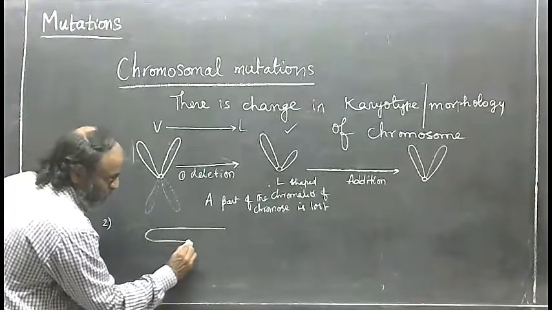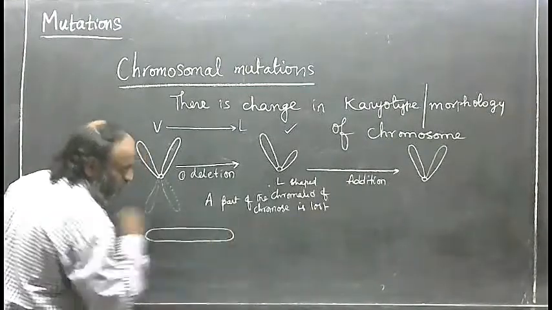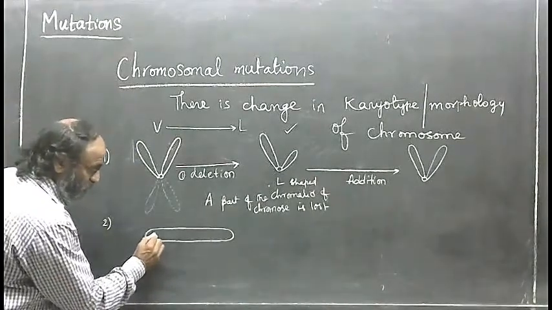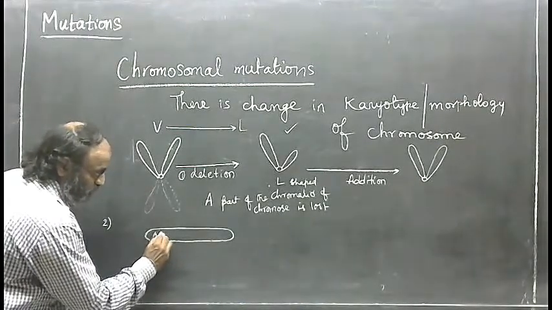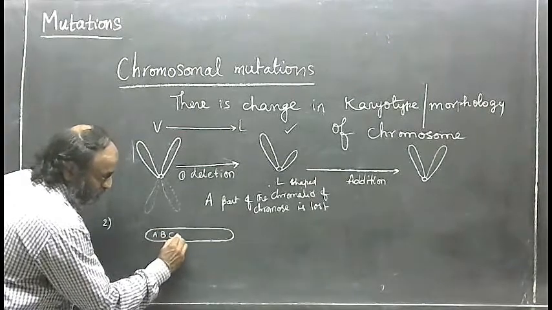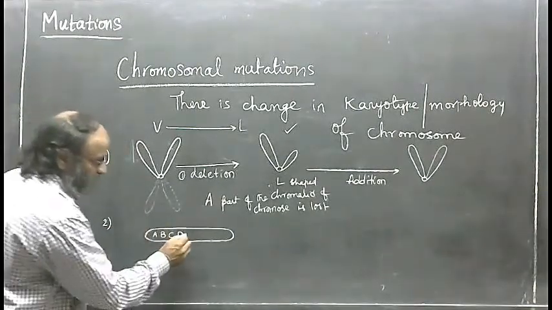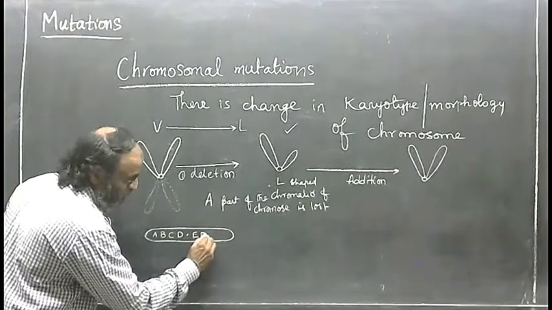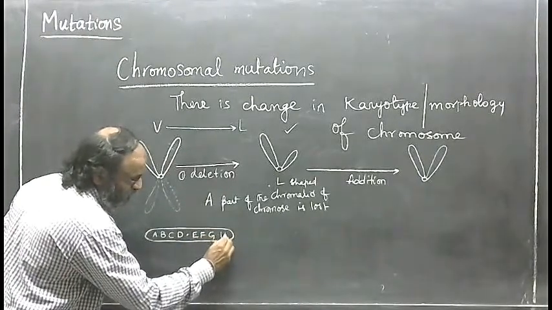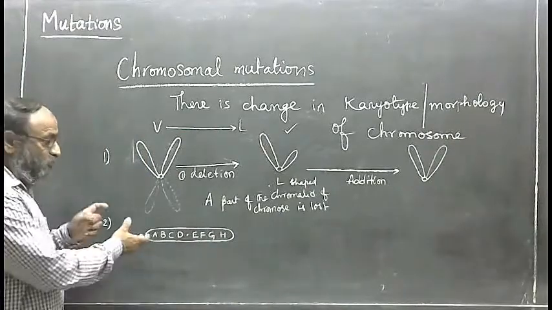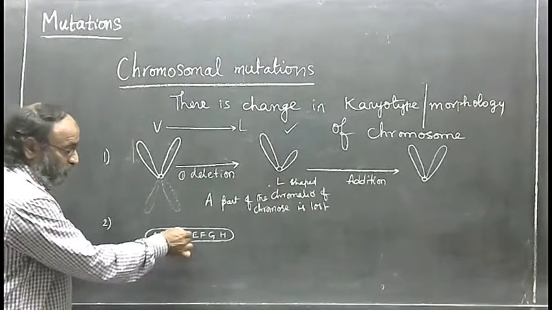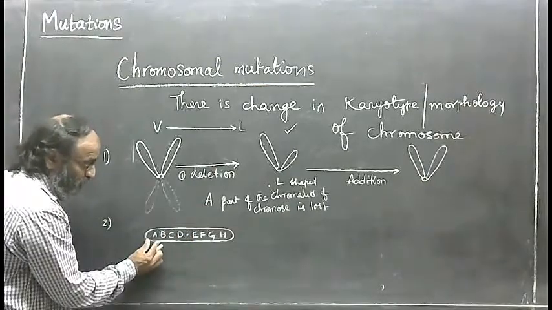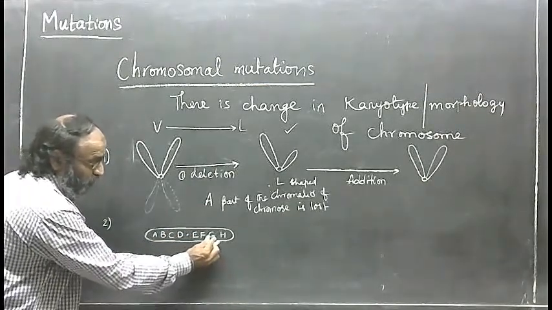This is a chromosome. Imagine that this is a chromosome with the segments A, B, C, D. Let this be the centromere, E, F, G, H. Imagine that this is a chromosome with a centromere and different segments: A, B, C, D, E, F, G, H.